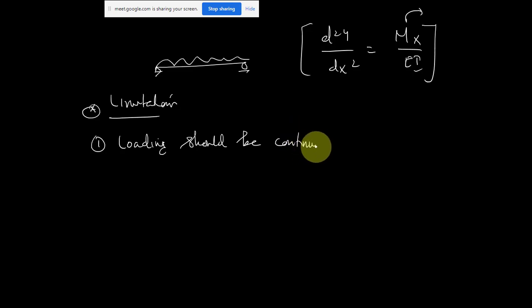So loading should be continuous. Only then can we apply the double integration method directly. Continuous means the loading should be whatever loading you have in your beam.